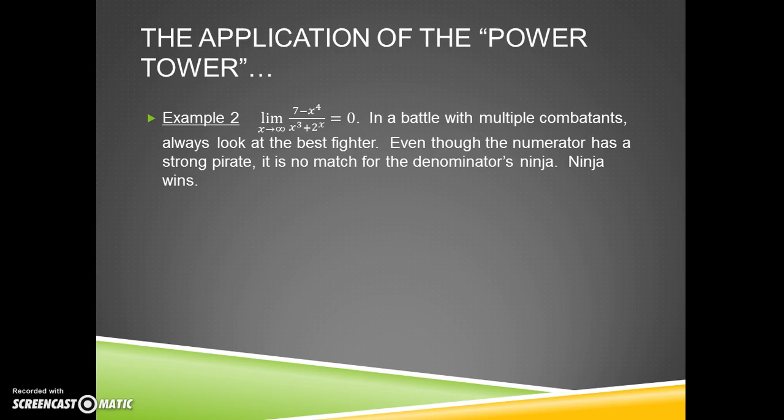So, the application of the power tower. An example from the reading. Limit as x goes to infinity of 7 minus x to the 4th over x cubed plus 2 to the x. Notice we've got multiple combatants in this battle, and we always need to look at who the best fighter is. Even though the numerator has a very strong 4th degree pirate, the denominator has a much stronger second degree ninja. Since the ninja's on the bottom, the limit is equal to 0.